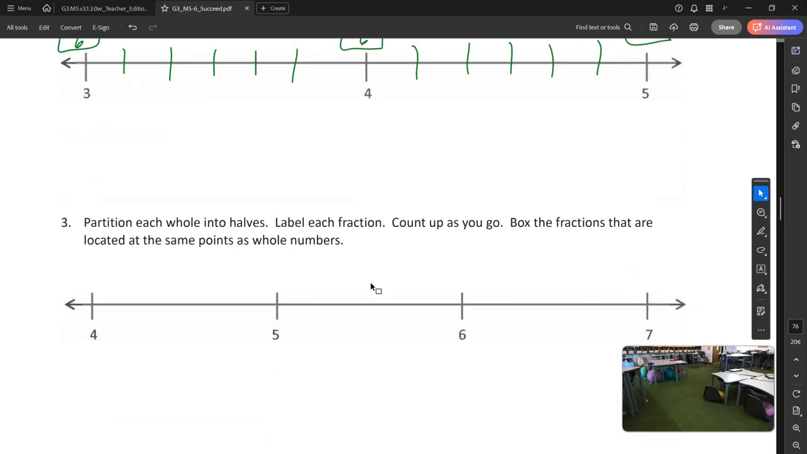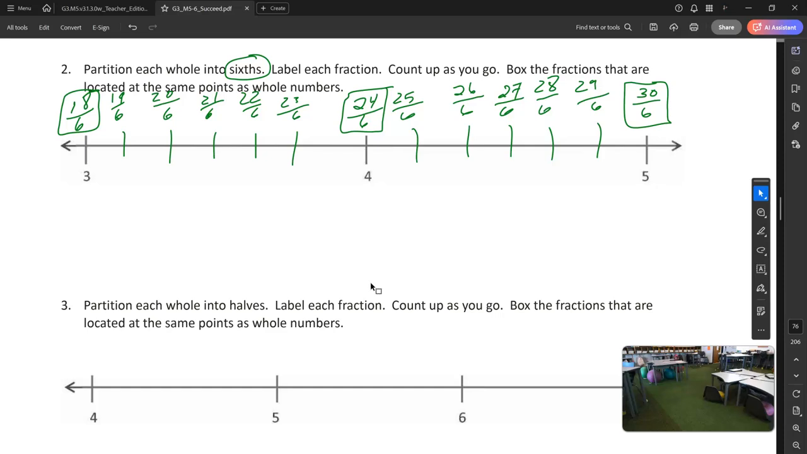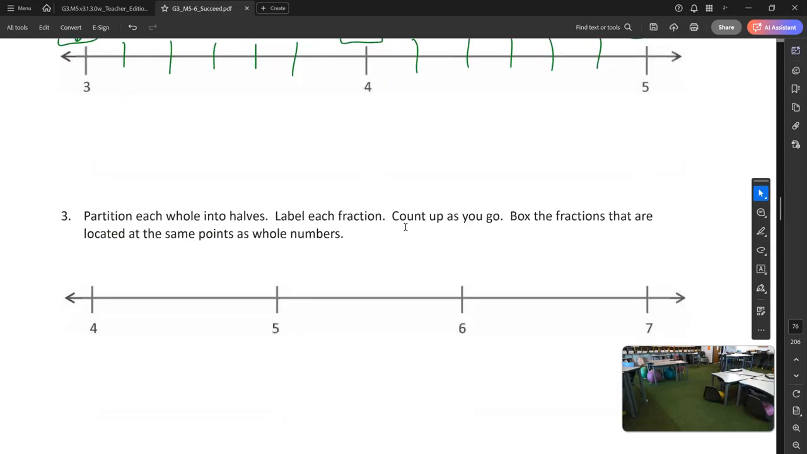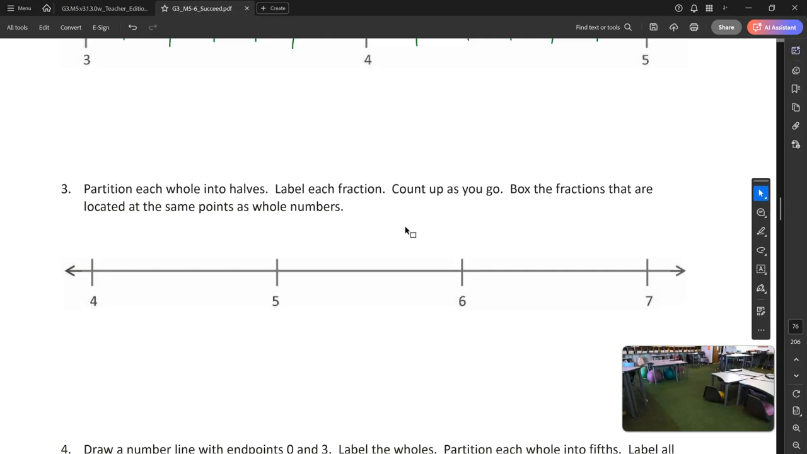Okay, number 3. Partition each whole into halves. Label each fraction. Count up as you go. Box the fractions that are located at the same points as whole numbers. Okay, so we're going to partition each whole into halves. So that means I need a half in between each one. So I'm going to cut that in half, that in half, and that in half.